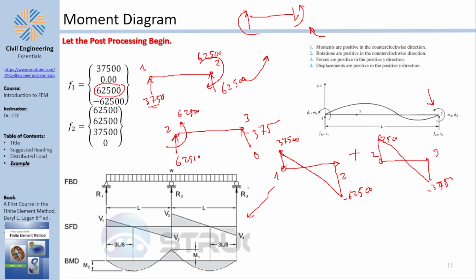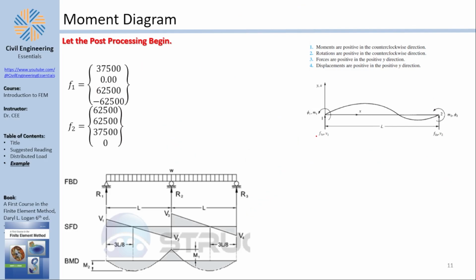That's, of course, part 1. Part 2 is to draw the bending moment diagram. Now, I need to remind you again, the positive bending is basically the thing that makes a smiley face, and remember that the moments are counterclockwise positive.